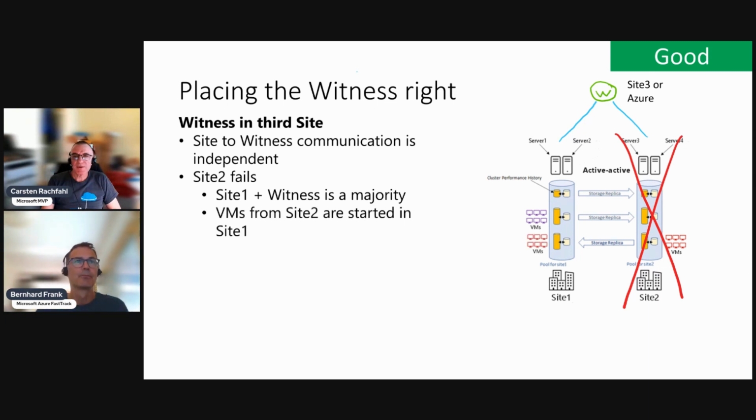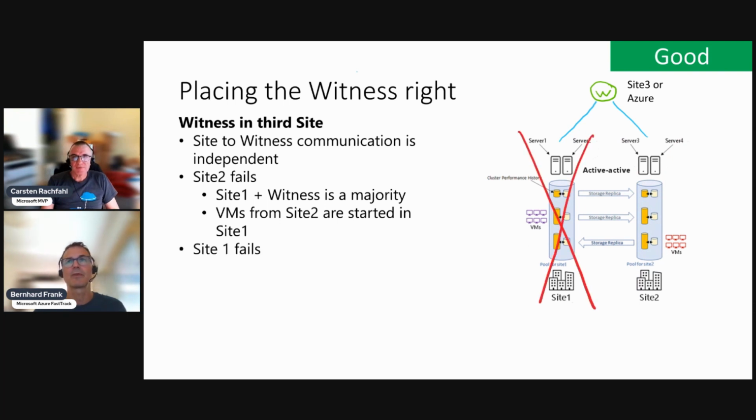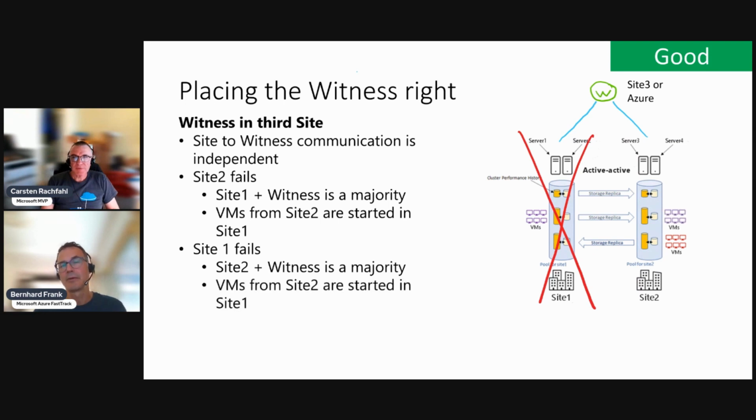So all good. However, let's play the other way around. I think it's also obvious. If site 1 fails, site 2 on the right-hand side can talk to the witness. It has the majority. It will prevent the previous case that Carsten was describing and start the VMs. So all good. It's not rocket science, but you need to consider it.